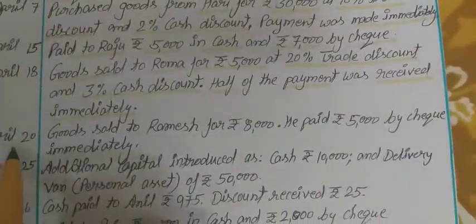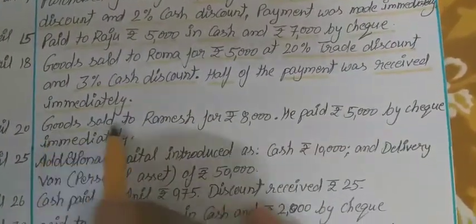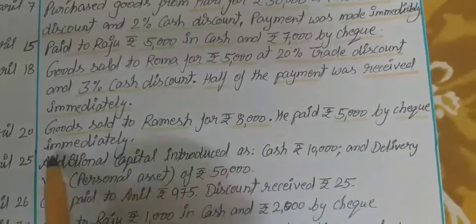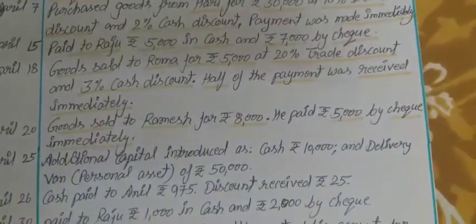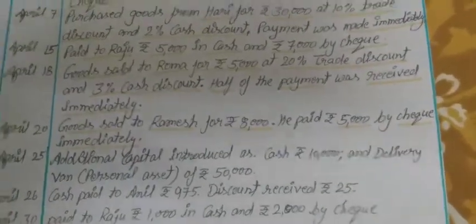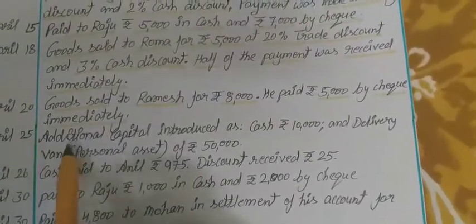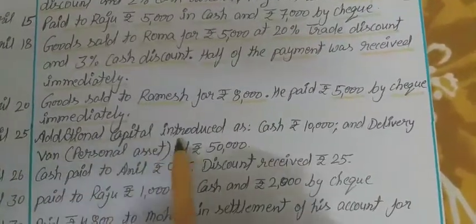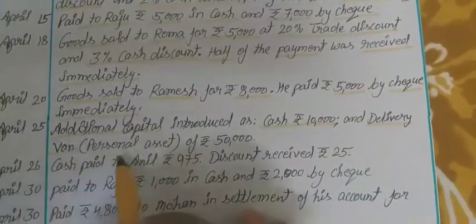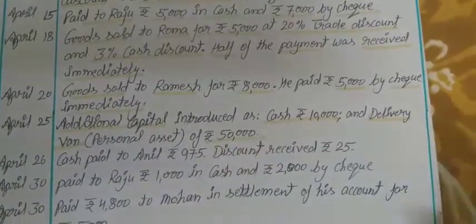Next, April 20. Goods sold to Ramesh for rupees 8,000. He paid 5,000 by check immediately. We sold goods to Ramesh, and out of that he paid 5,000 rupees immediately to us. April 25, additional capital. Additional capital introduced as cash rupees 10,000 and a delivery van, which was the proprietor's personal asset, personal asset introduced of rupees 50,000.